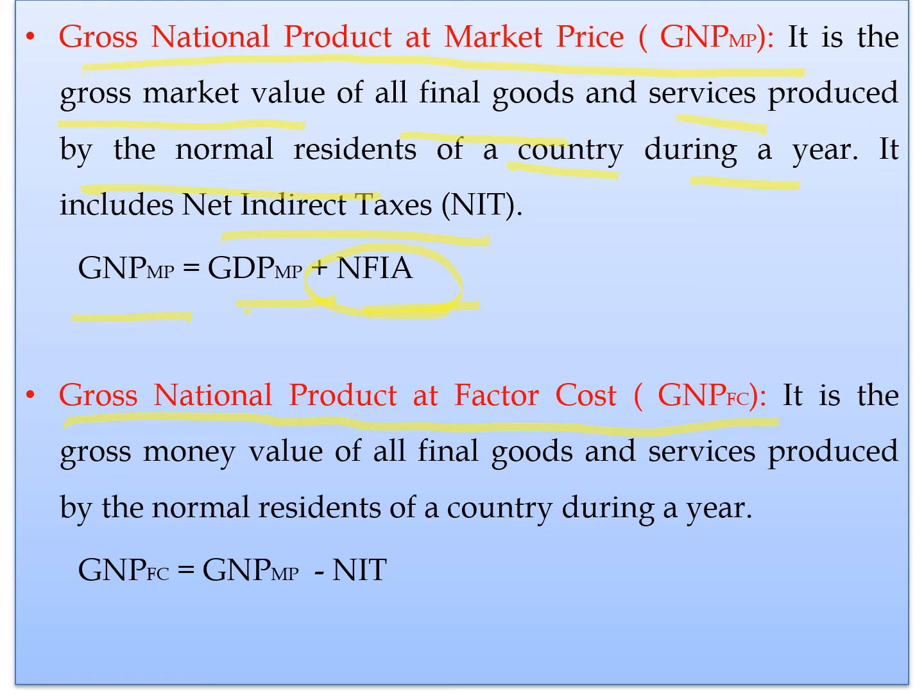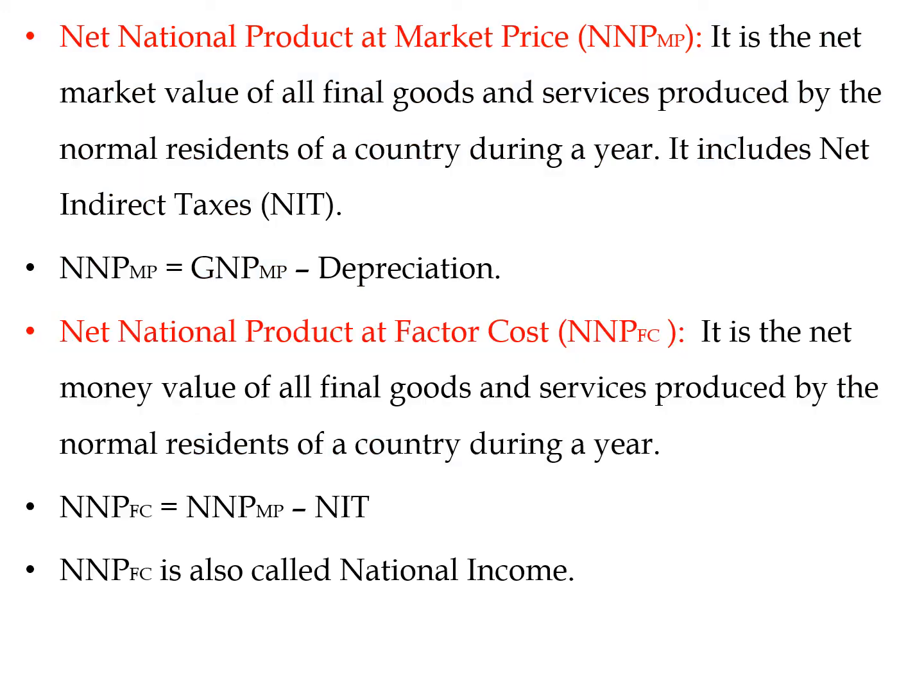Again, same: GNP at factor cost means GNP at market price minus NIT. So you have to find GNP at market price, and after deducting the NIT you will get GNP at factor cost. It is a gross money value.